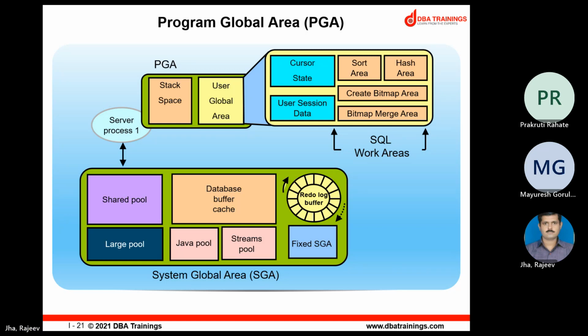So each user's PGA will hold their SQL area, like what type of query, and the SQL work area they use. They will keep the session memory, where user session data will be captured. Then they have a private SQL area where they hold information about the query you have executed, and that's why they are getting the data. Otherwise, if Prakriti has executed some command, the output will be given to Rajiv, or if Rajiv has executed some command, the output will be given to Mayuresh.